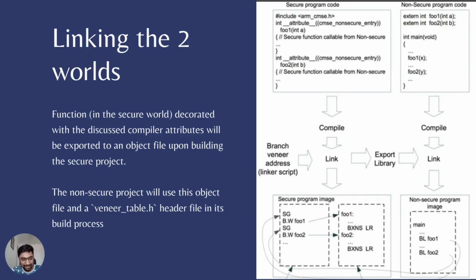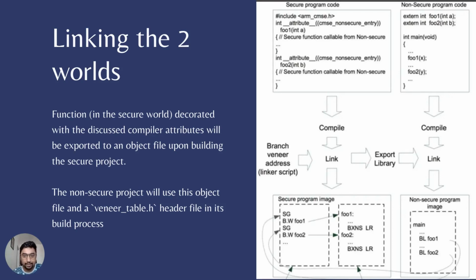We'll see these two compiler attributes now in action. This is very important. We'll start from the top right corner. A non-secure program is already in execution. There we have two external functions, foo1 and foo2. These two external functions are defined in the secure world. Now, we can see how this linking is happening.